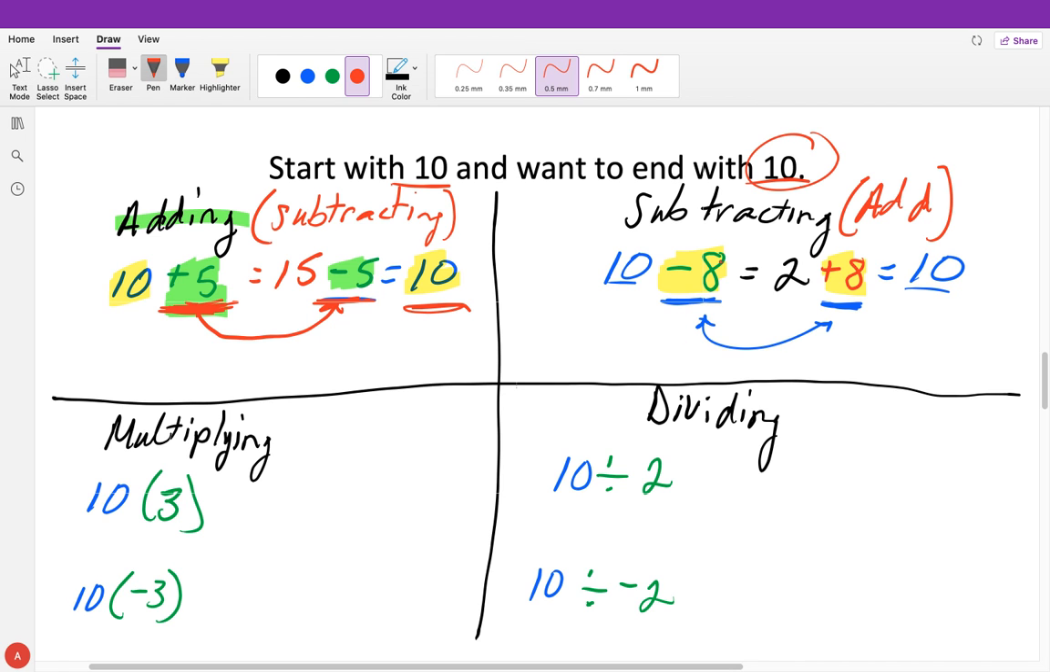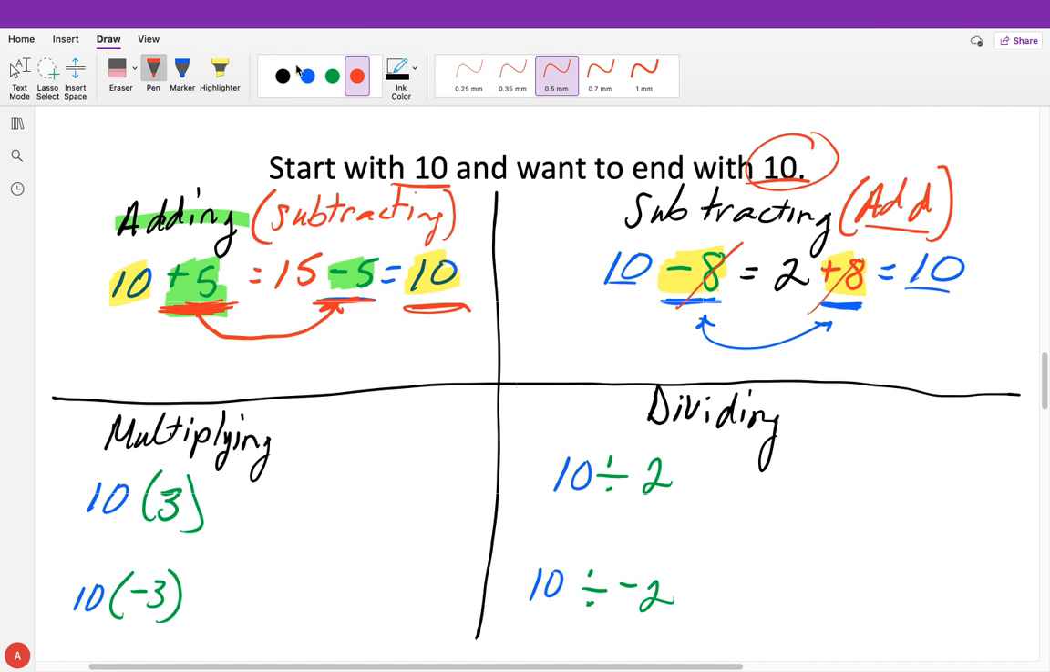So you see, our inverse operations will cancel each other out, and it will undo what we originally did to our number. So 10 minus 8, if we want to get back to that 10, we then needed to add 8. So addition is our inverse of subtraction.